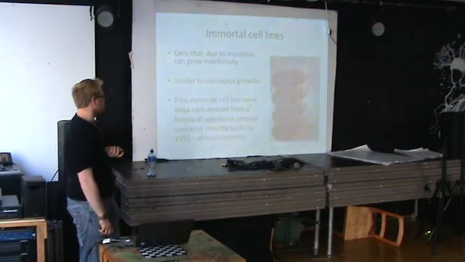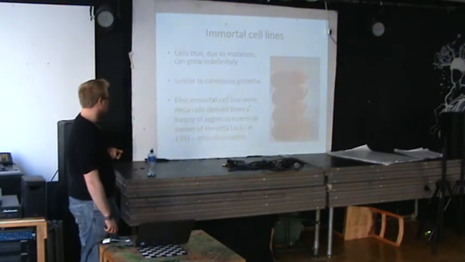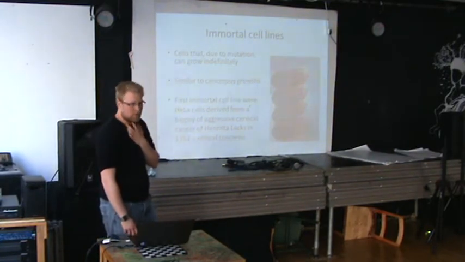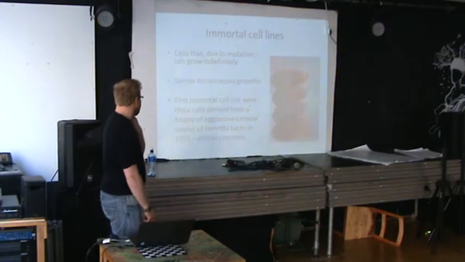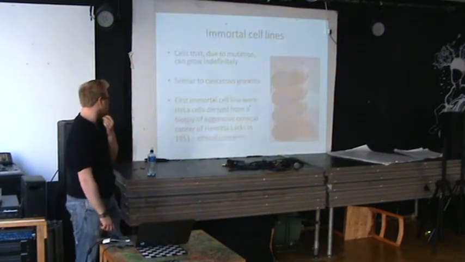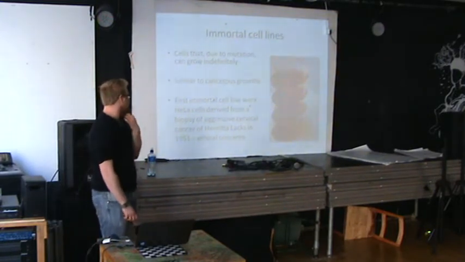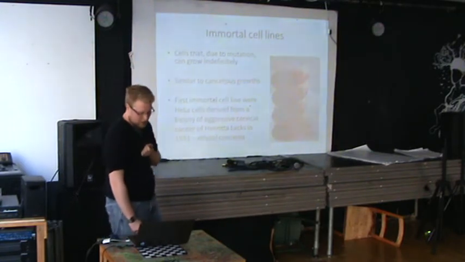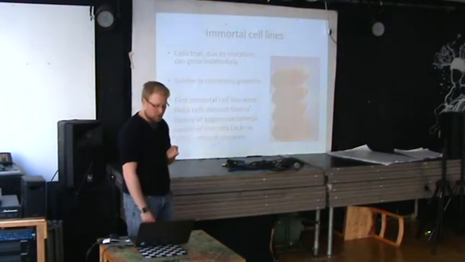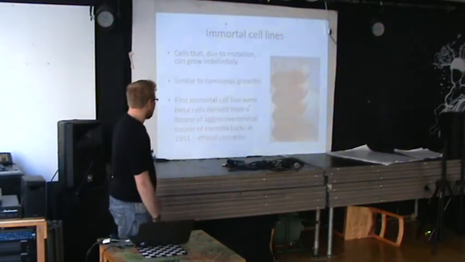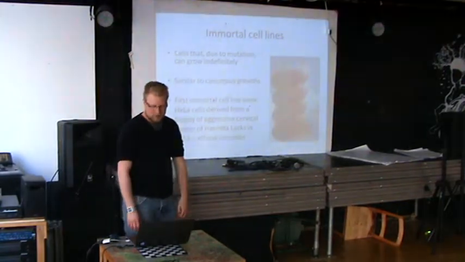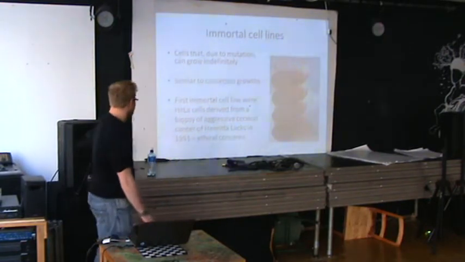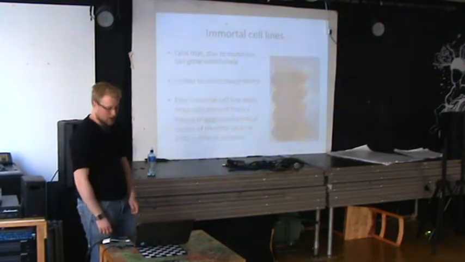These are cells that, due to a mutation, can grow indefinitely. A lot of the original ones would have been taken from cancerous biopsies. For example, the first immortal cell line is HeLa cells, and these were derived from a biopsy of a particularly aggressive cervical cancer that Henrietta Lacks had in 1951. And I'm just going to quickly say that Henrietta Lacks didn't actually give any sort of approval to have her biopsy used for research or anything like that.